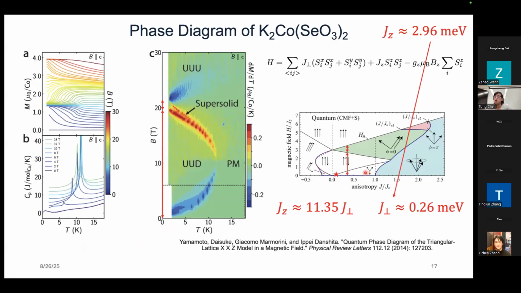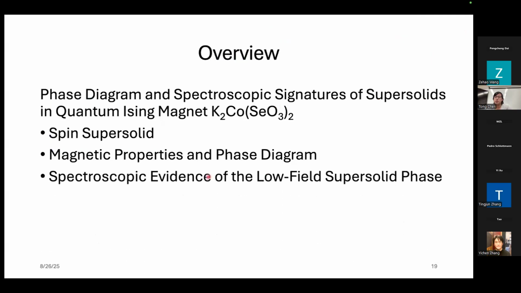Only in that particular exchange coupling regime, J divided by JZ. This is the easy axis region. So throughout the easy axis region, we always have the supersolid phase in zero field. I see. So neutron scattering can only access the low field supersolid phase in this case, and so everything of the supersolid we present will be in low field or zero field.